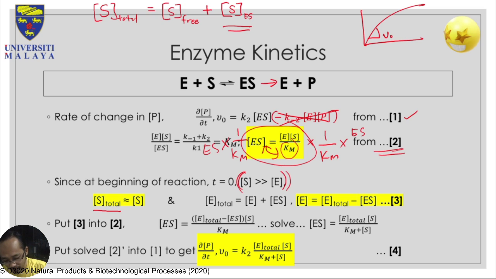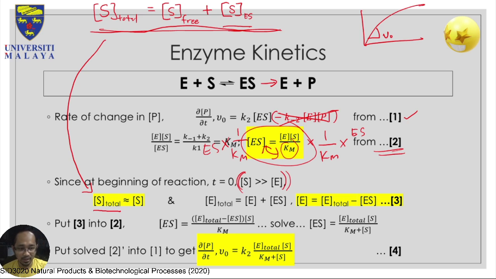So from the overall representation, it is assumed that S total is simply S free. That's the assumption. S free, or the initial S, whatever you want to call it, or S0 if you want to call it that. So we are excluding the probability that there is an ES complex formed.